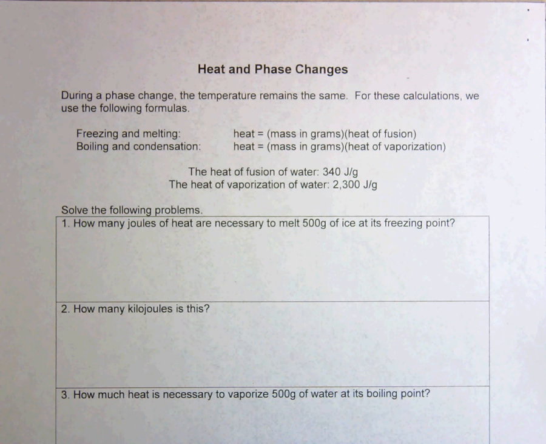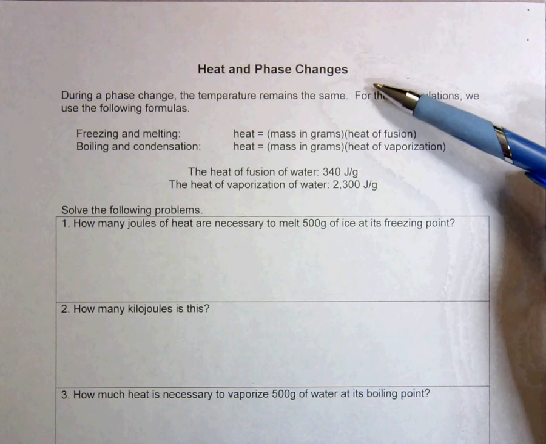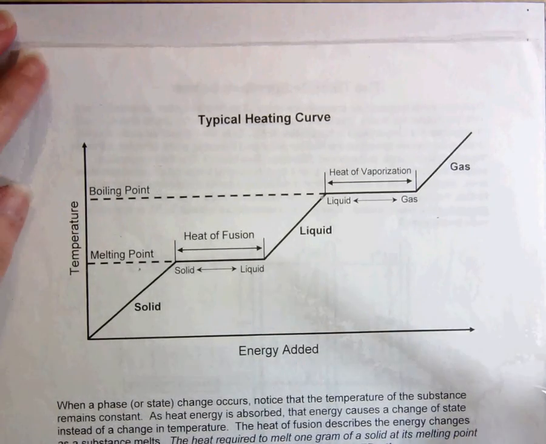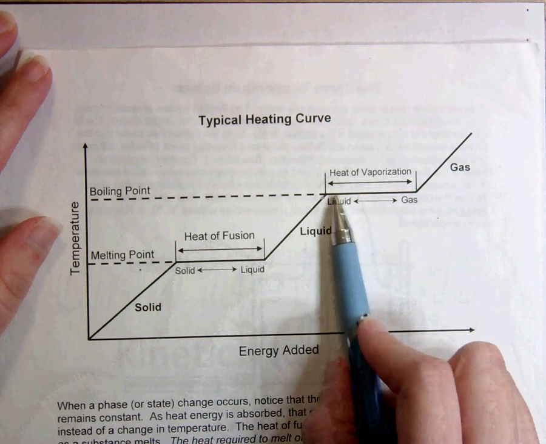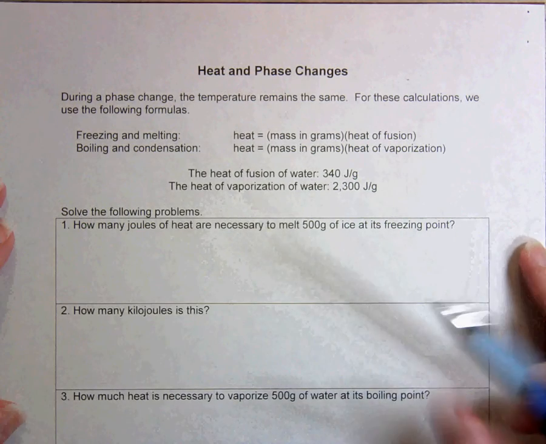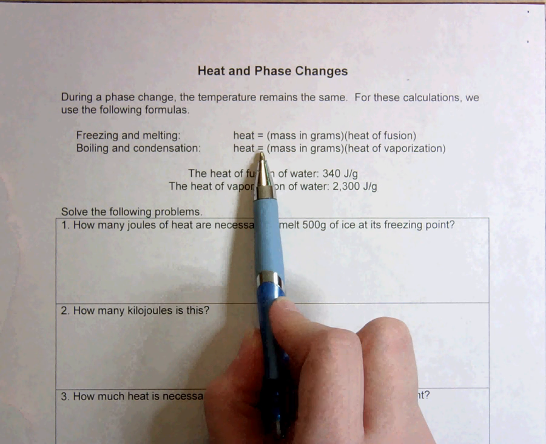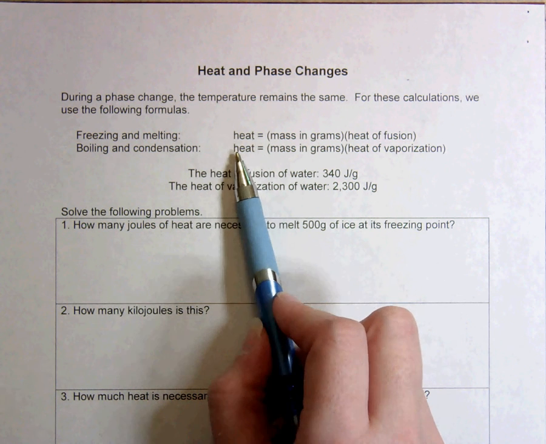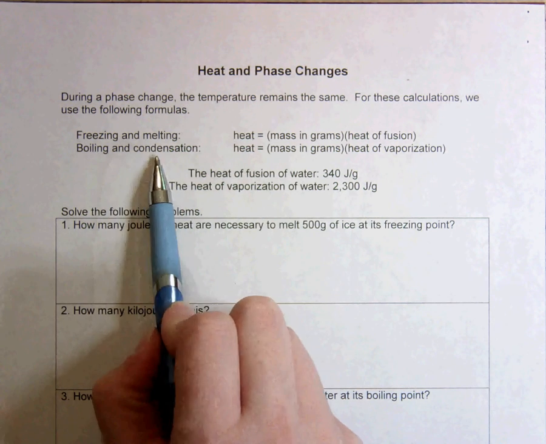Heat and phase changes. What this is talking about, when it talks about phase changes, is the heating curve that we were looking at on the last worksheet. And we're talking about the phase change from solid to liquid or back, and from liquid to gas or back the other way. And it gives us two formulas here in order to figure out what amount of heat energy it's going to take to either freeze or melt a substance or boil or condense a substance.